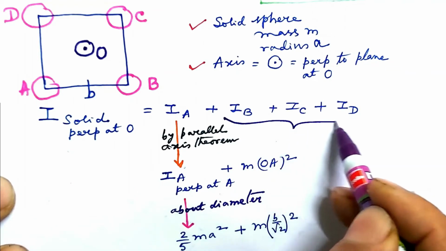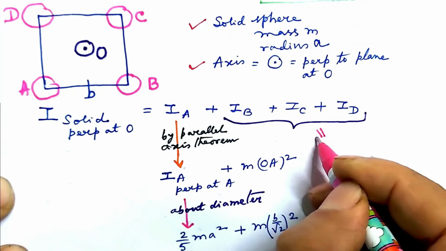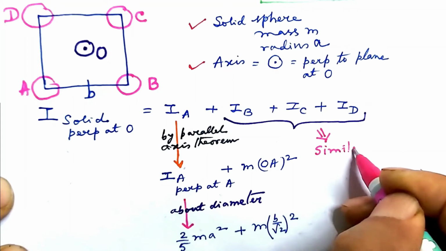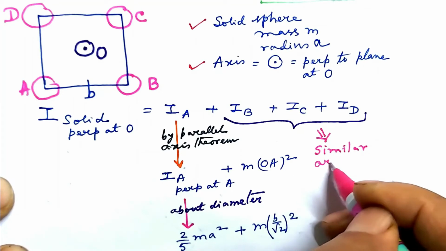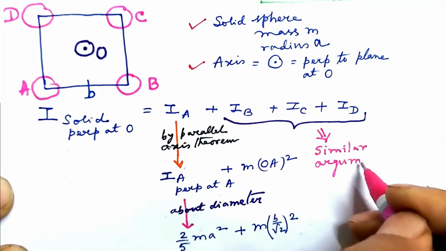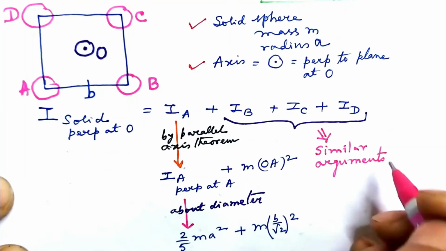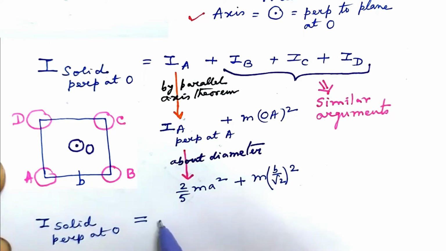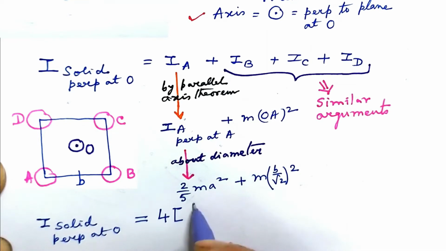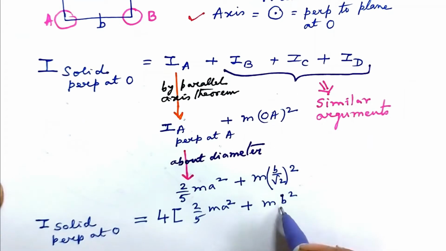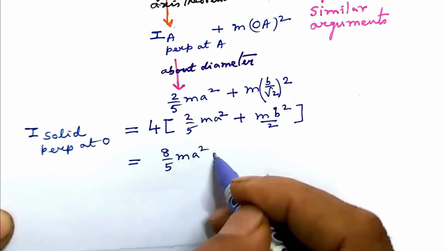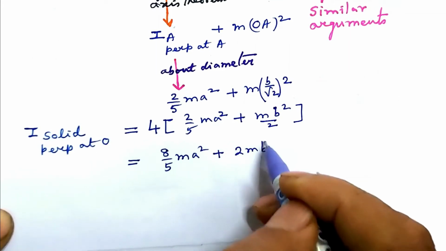We note that the spheres are identical and similarly placed with respect to the central axis through O. So the moment of inertia of spheres B, C, D will give the same result, that is, a similar argument follows. Hence, the moment of inertia of the set of solid spheres about the axis through O will be four such quantities. So it is 4 times, that is, the answer is 8/5 MA square plus 2 times MB square.